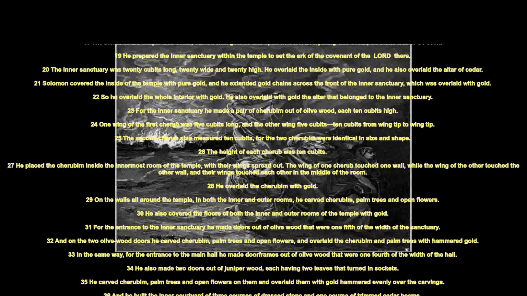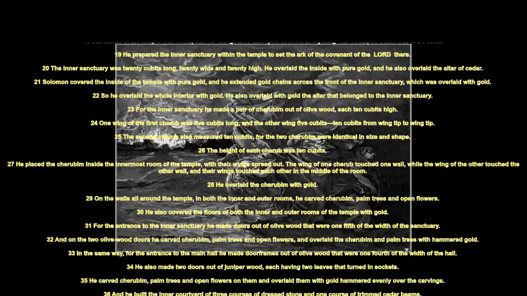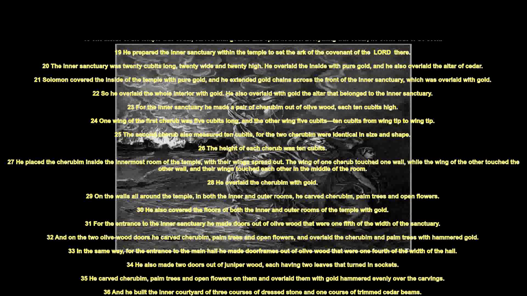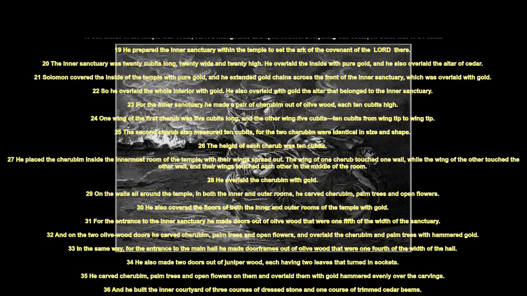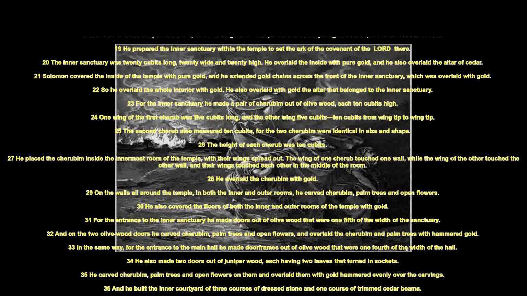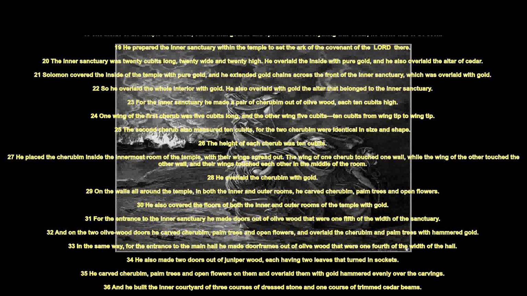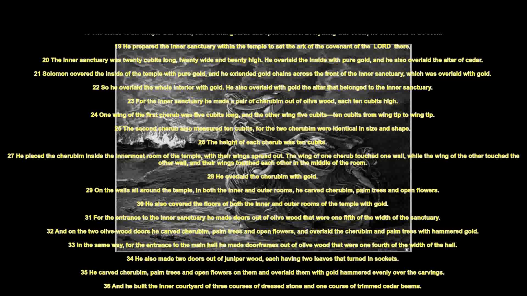Verse 9. So he built the temple and completed it, roofing it with beams and cedar planks. Verse 10. And he built the side rooms all along the temple. The height of each was 5 cubits, and they were attached to the temple by beams of cedar.